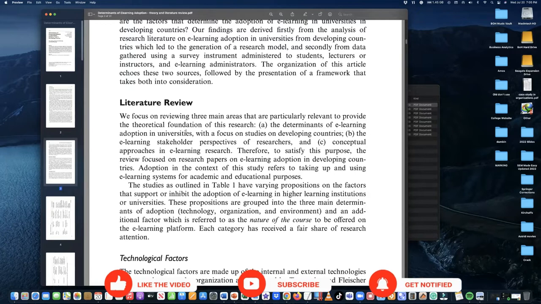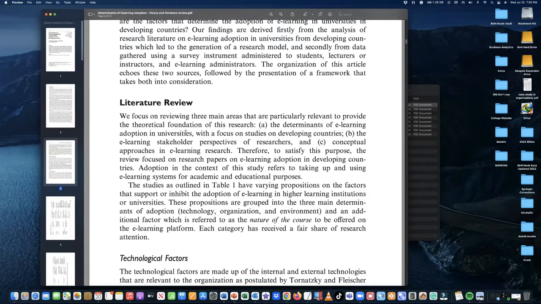Sorry, Prof. Yes. Okay. Yes, sorry, Prof. It didn't show earlier on. I show you now. Yes, it went very fast. So it wasn't showing the literature review part.